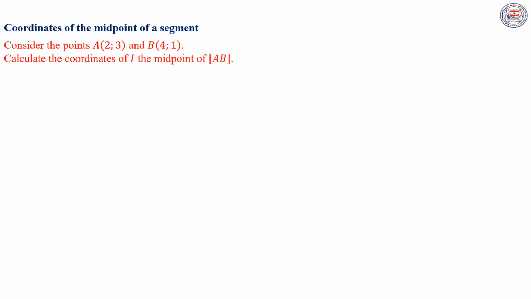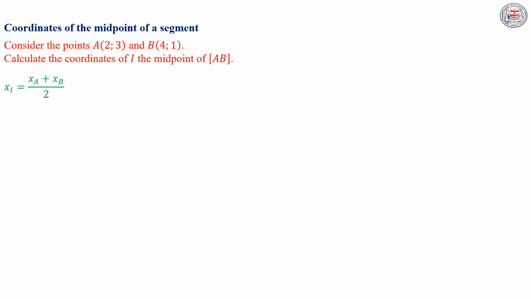Now we will learn about the coordinates of the midpoint of a segment. Let us consider the points A(2, 3) and B(4, 1). Calculate the coordinates of I, the midpoint of AB. In this part, we have to learn a new formula. If we have to calculate the coordinates of I, that means we have to find the x of I and the y of I, and I is the midpoint of AB.